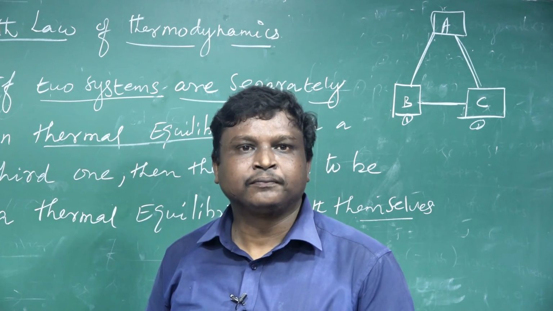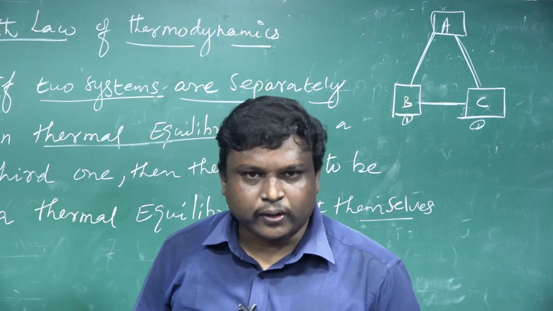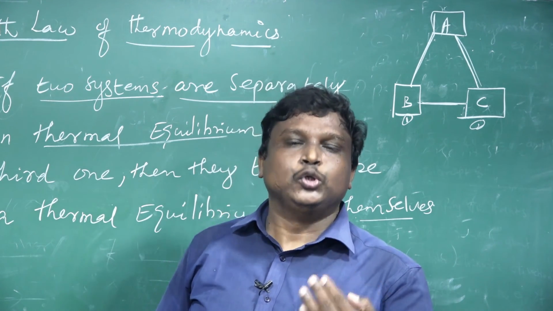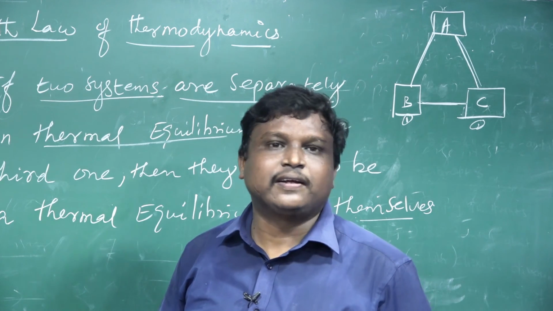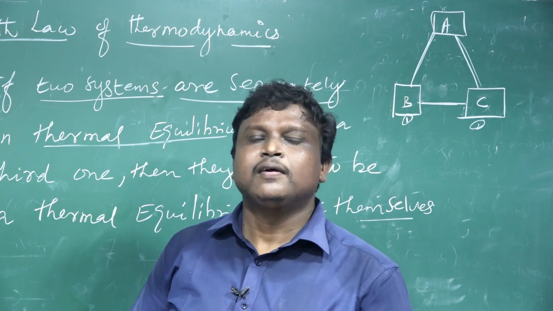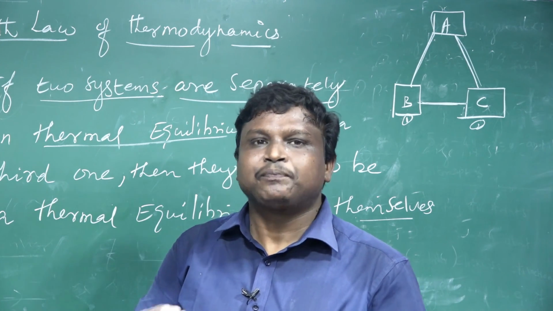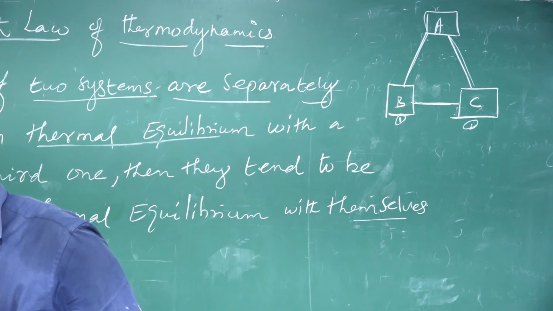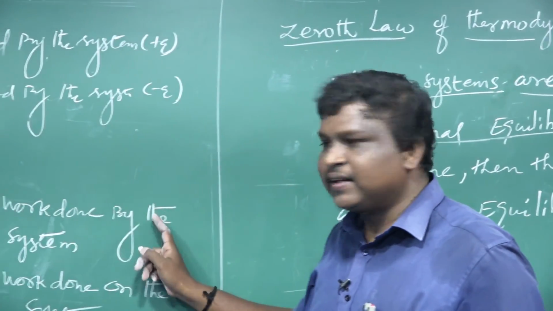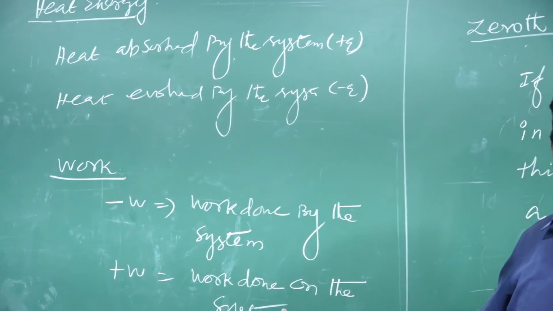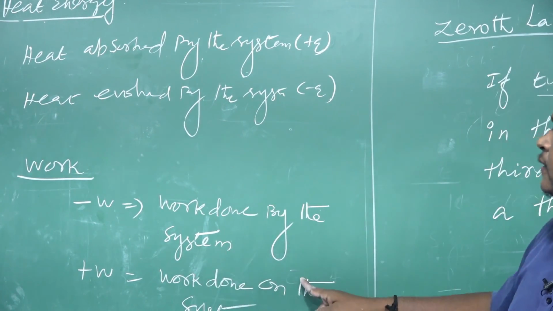First, work: unit of work, sign convention of work. Next, heat: unit of heat, sign convention of heat. Next, pressure volume work, PV work. Sign convention especially for work: W minus, that is negative, work done by the system. Positive work is work done on the system.